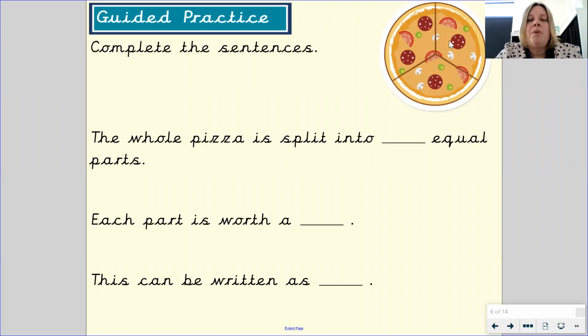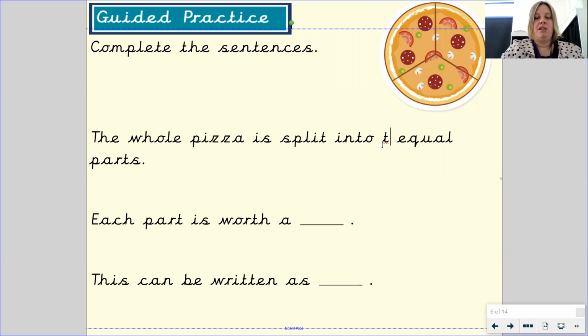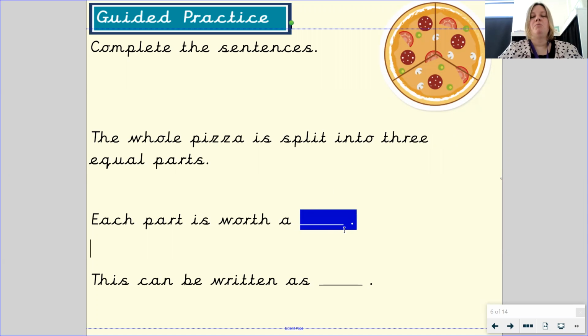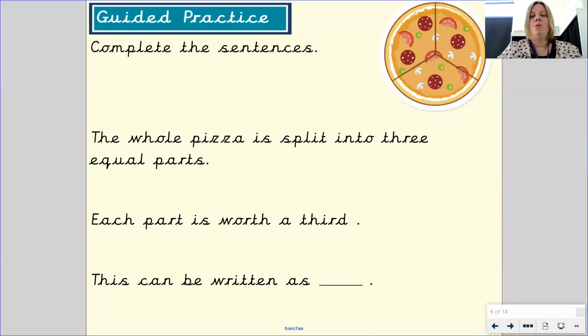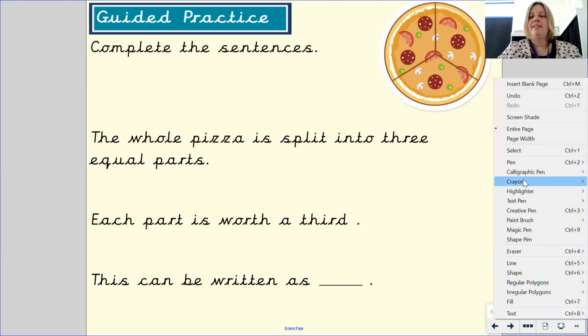So we're going to start by completing the sentence. The whole pizza is split into how many equal parts? If I count the number of parts, we will find our answer. Count with me. 1, 2, 3. So the whole pizza is split into 3 equal parts. If it is split into 3 equal parts, each part is worth a third. This can also be written as a fraction, and we would write that like this.